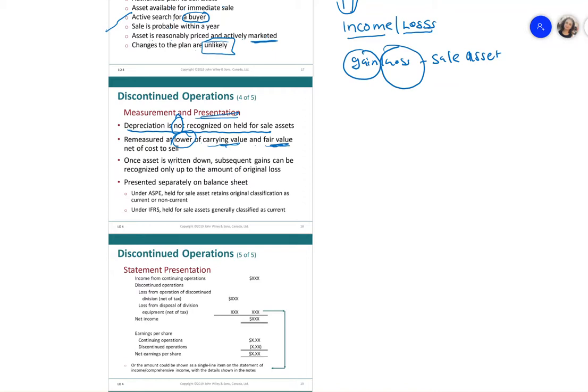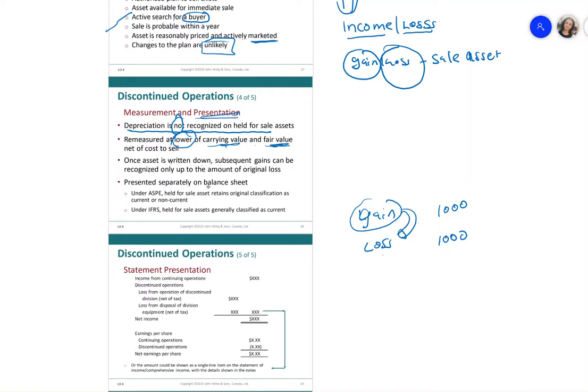So any asset, we could have a gain or we could have a loss. If we have a gain, we can only record a gain up to that loss. We cannot create an extra gain. So whatever our loss was, if our loss was $1,000, our gain can only be recognized up to that loss, so up to that 1,000.